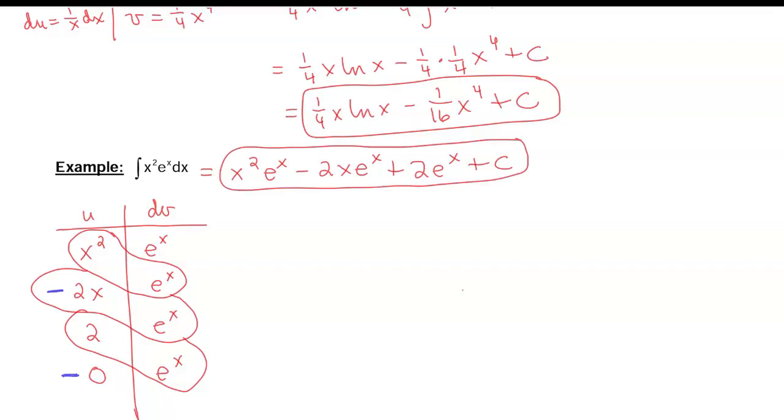Did you use tabular integration? Look how quick it went with tabular integration. If you did not use that, please turn your paper over, try to do the math problem again with tabular integration, just to practice it in case you didn't do that the first time.